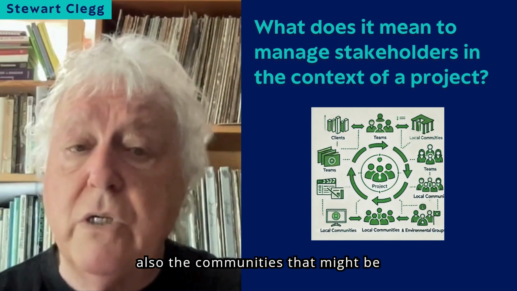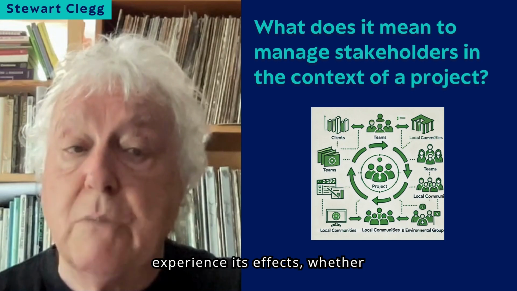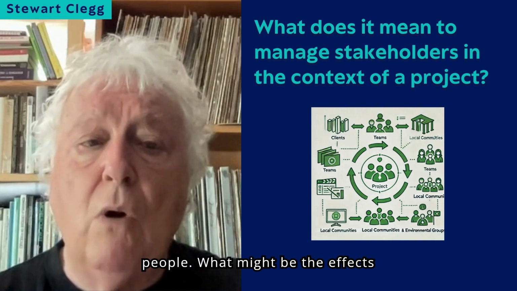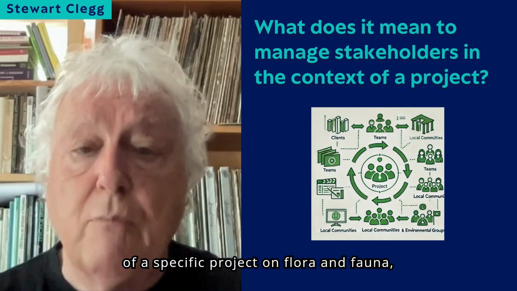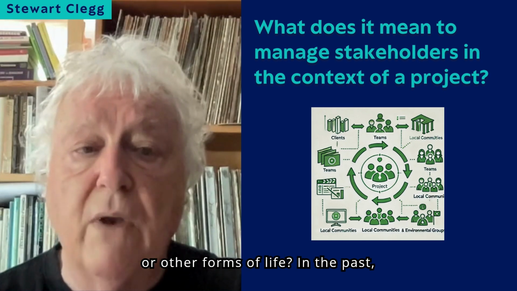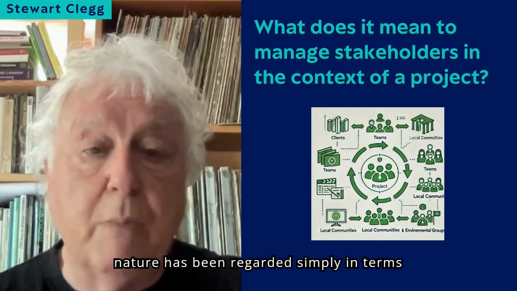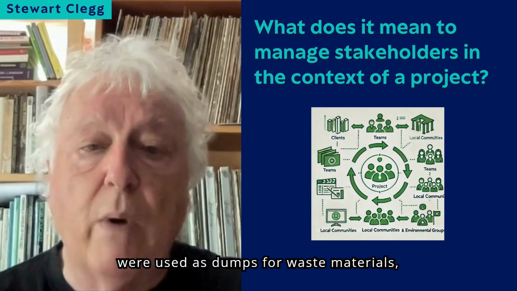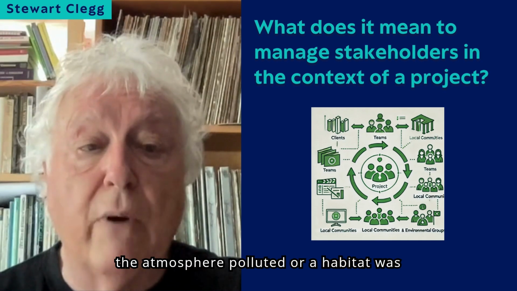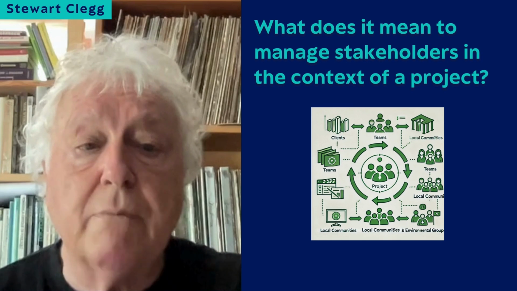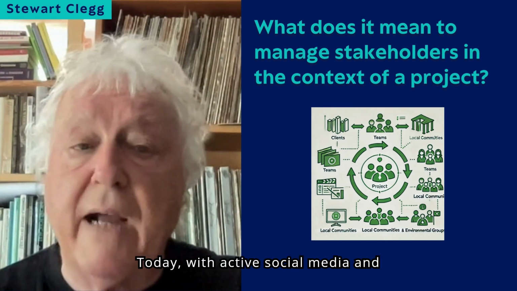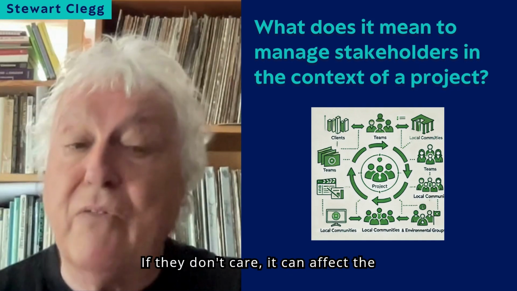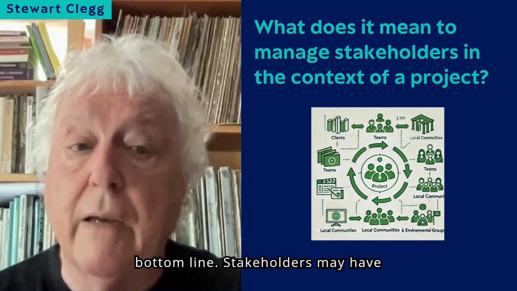There are also the communities that might be affected by the project, those that might experience its effects, whether positively or adversely. But not just people. What might be the effects of a specific project on flora and fauna, on other forms of life? In the past, nature has been regarded simply in terms of externalities to projects. If rivers were used as dumps for waste materials, the atmosphere polluted, or a habitat was destroyed or damaged, who cared? Today, with active social media and activist social movements, project owners and managers need to care. If they don't care, it can affect the bottom line.